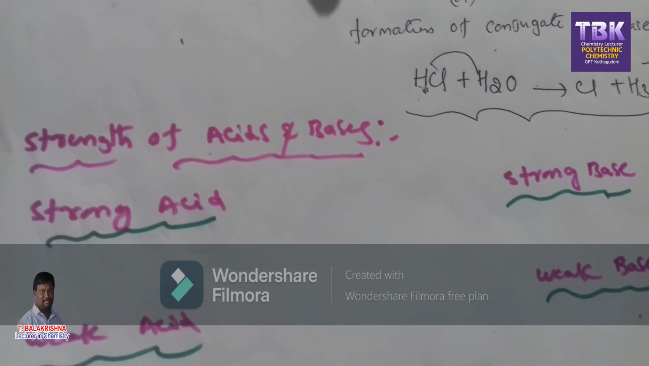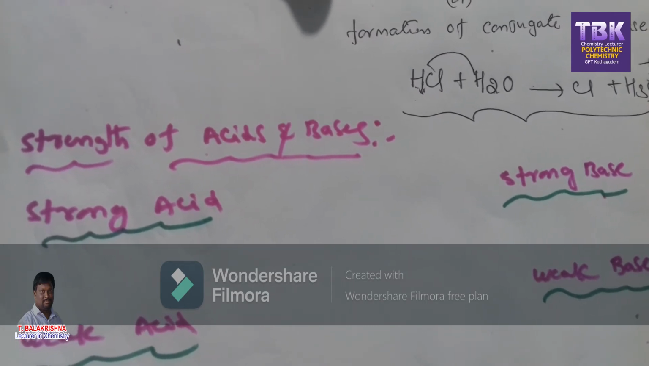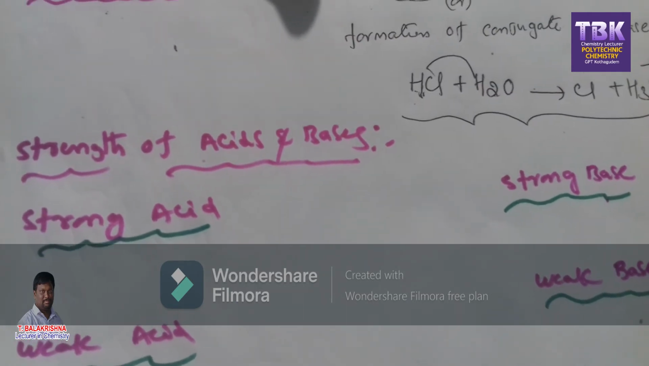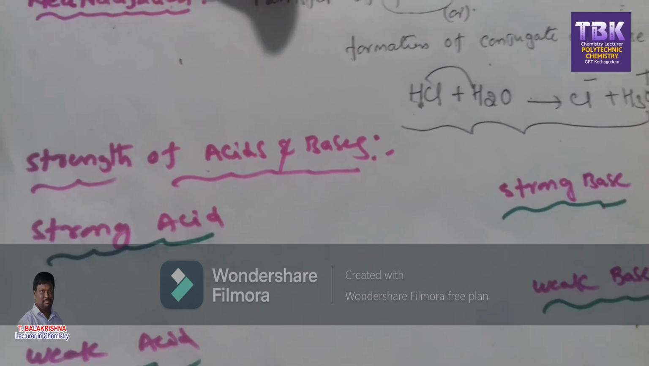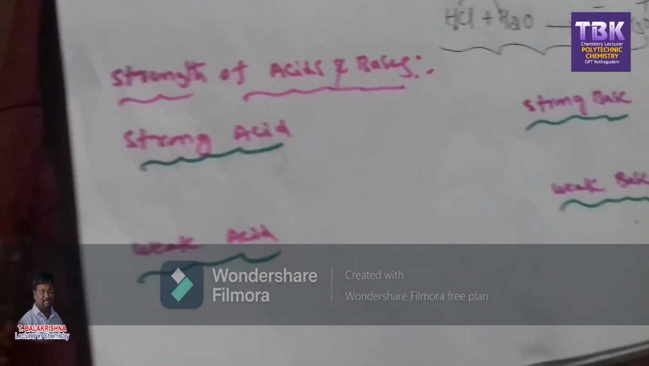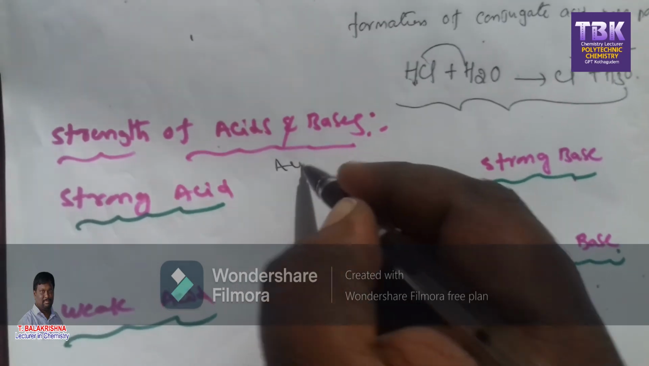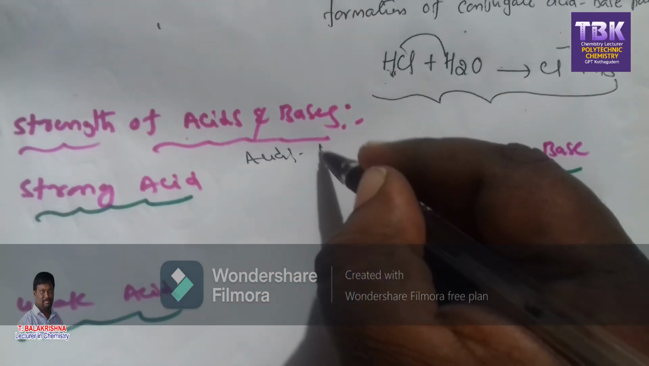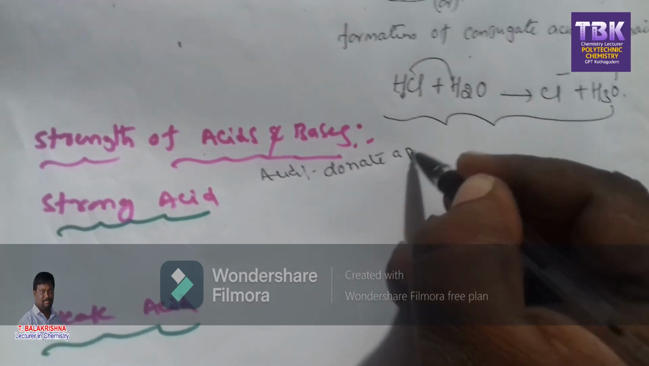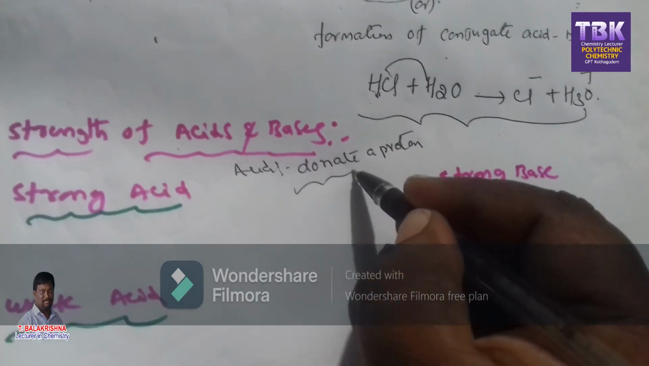The strength of Bronsted-Lowry acids is determined depending upon the tendency to donate a proton or the tendency to accept a proton. What is the definition of acid according to the Bronsted-Lowry theory? The chemical substance which can donate a proton. Which can donate a proton is called acid.